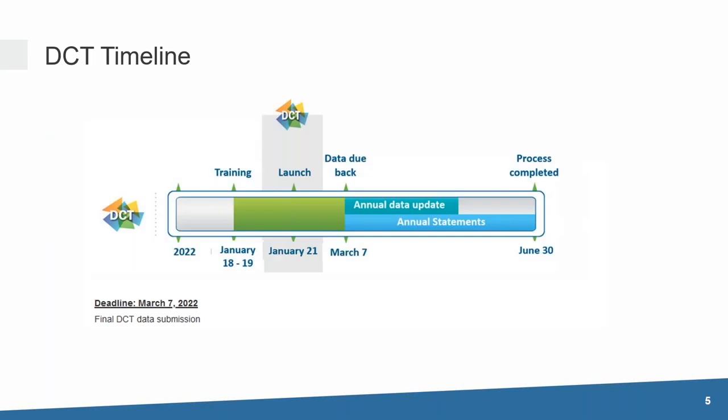Here's the timeline for the DCT. The DCT tool will be available on Friday, January 21st. The submission of the DCT data is due to CAT by March 7th, 2022. Meeting this deadline is important as it impacts the annual statement delivery, especially for members with multiple employer participation.